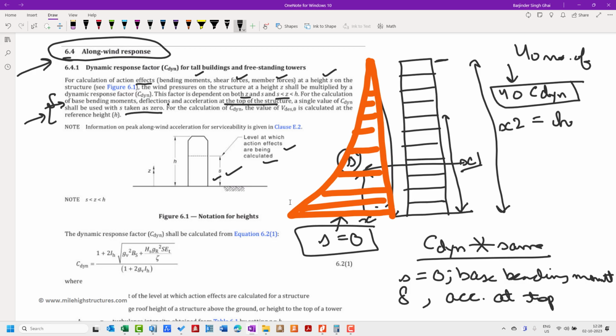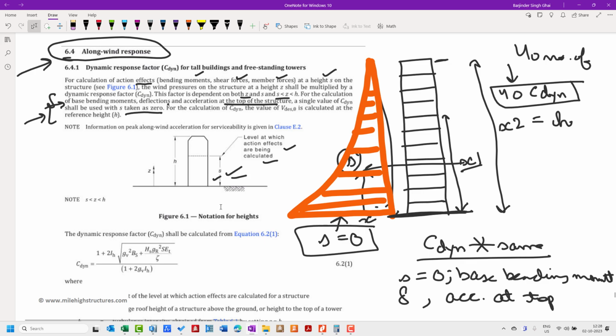That is also a confusion that I have seen among structural engineers. The first confusion is what exactly is meant by the S; you have to understand that it is the level at which the action effects need to be calculated. The second confusion is what if we want to calculate the extreme values, that is the maximum values of the base bending moment. We have to calculate the acceleration at the top and the deflection at the top. For that, the value of S has to be taken as 0, because we have to consider that at the base level.